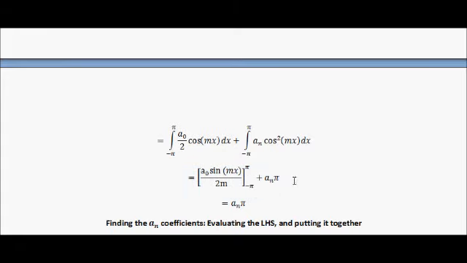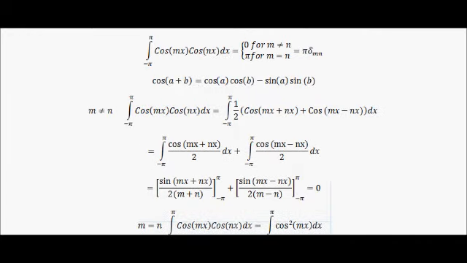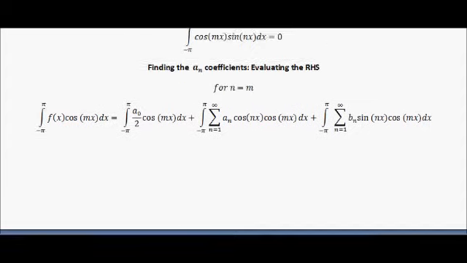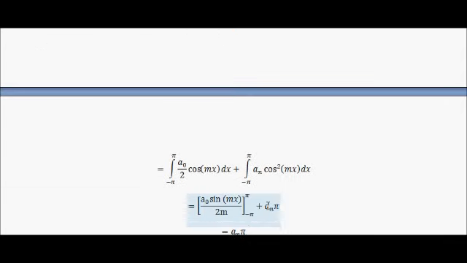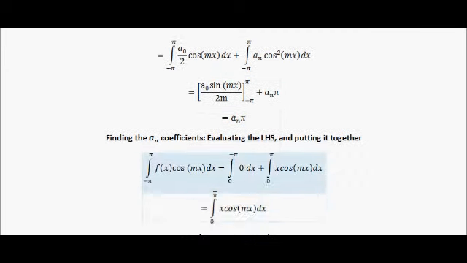So we end up with the a_n pi, and the a_n pi comes from again the preparatory work, where I demonstrated that the integral of cosine squared here is equal to pi. So obviously we've got an a_n in the integral, so that's going to be a_n pi. Okay, so that's the right hand side evaluated.